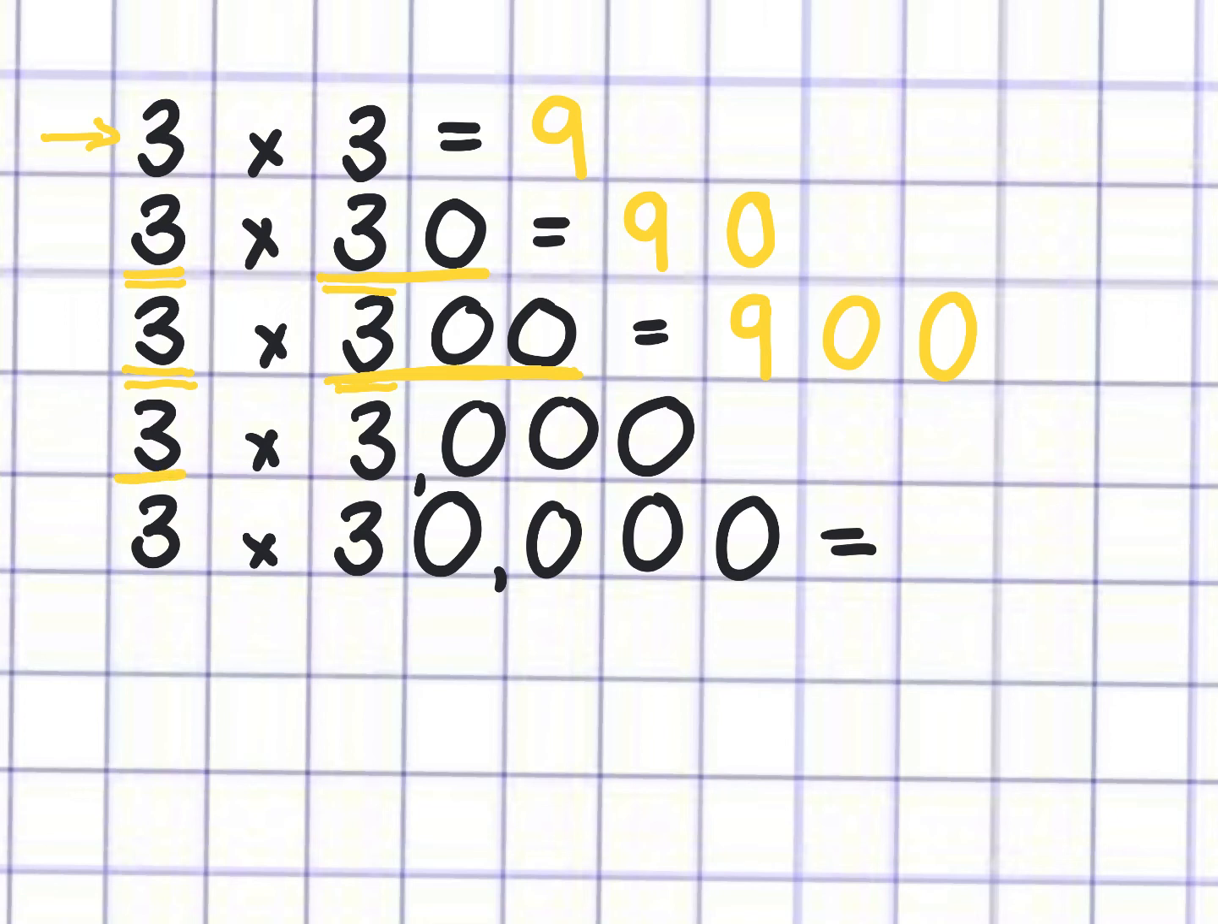I'm going to show you again. This is now with the thousands. We've got 3 times 3, but we've also got 3 times 3,000. I know that 3 times 3 is 9, but with this place value part, I know that I've actually got 3 thousands. So I need to place my place value at the end.